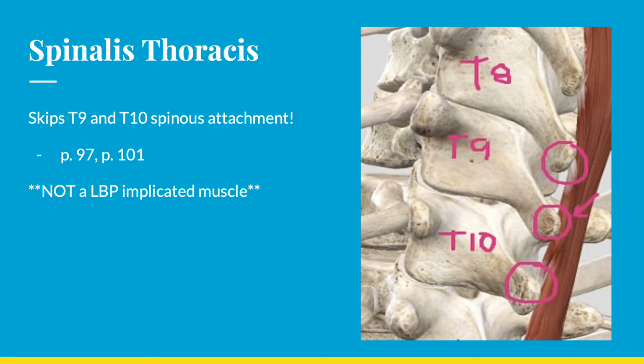Moving into the spinalis thoracis, so that's in the bottom of page 155. Important to know here is that it skips T9 for sure, and sometimes he says that it skips both T9 and T10. So I put the page numbers for a reference there, but know that T9 and/or T10 are skipped on spinalis thoracis, and so it cannot be implicated in low back pain. That's a question that he likes to ask every now and again.